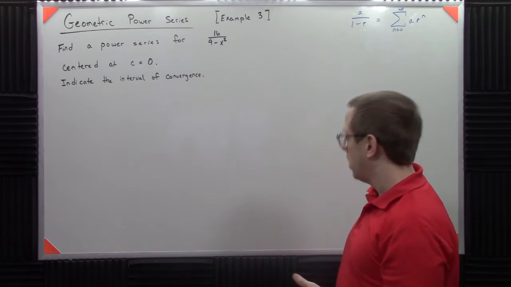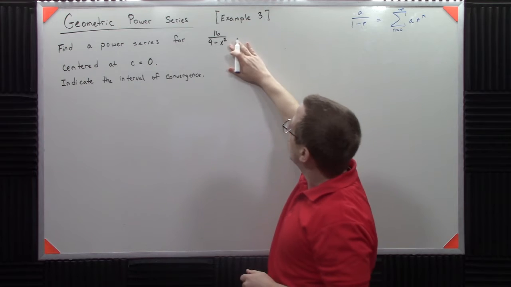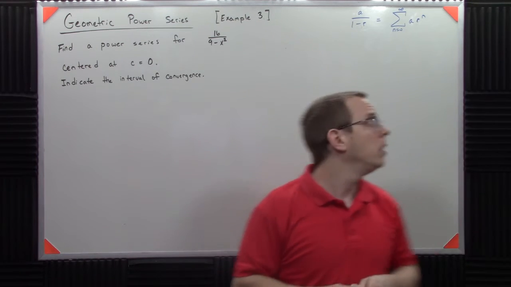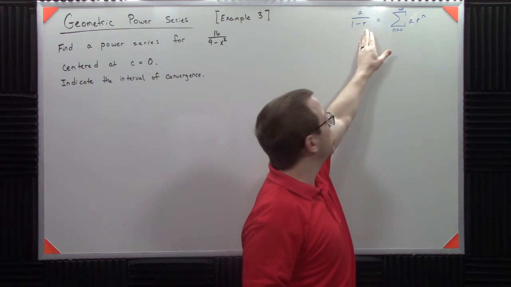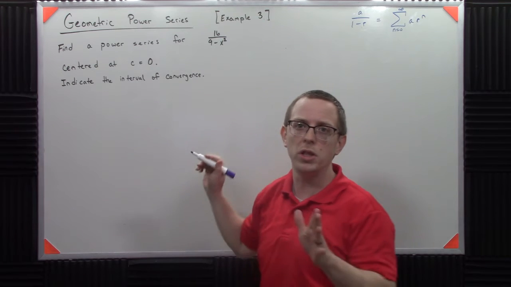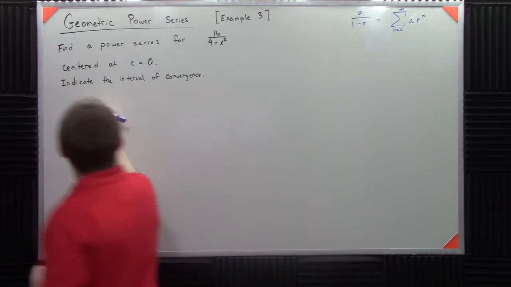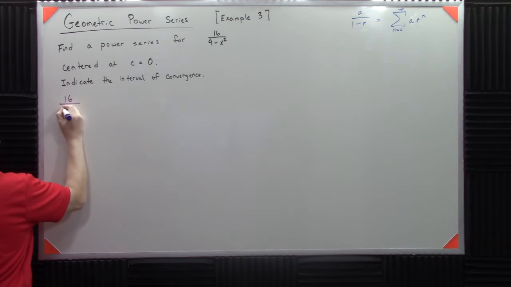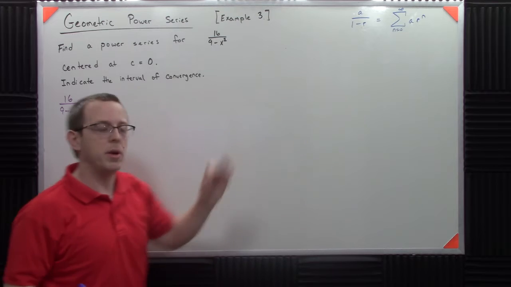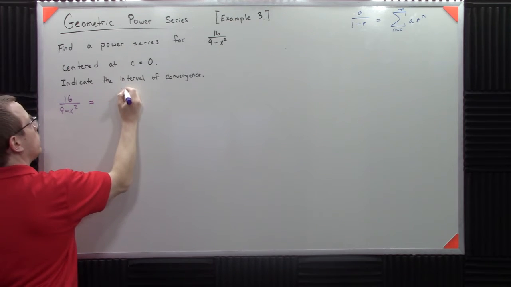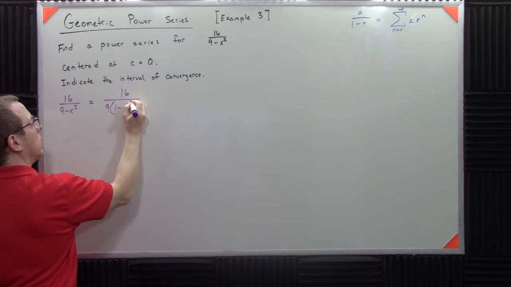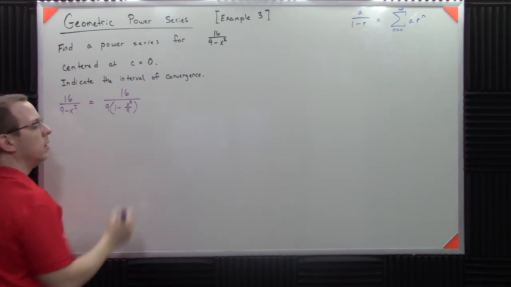The way we do this is the way we do everything else. Let's not worry about that x squared. Well, we're going to worry about it, but it's just going to be absorbed into our r. Sometimes you might just want to focus on the x, but we'll just leave x squared as normal. So I have 16 over 9 minus x squared. Now what I need is for this to be a 1. It's got to be a 1. So the way we do that is we factor out the 9.